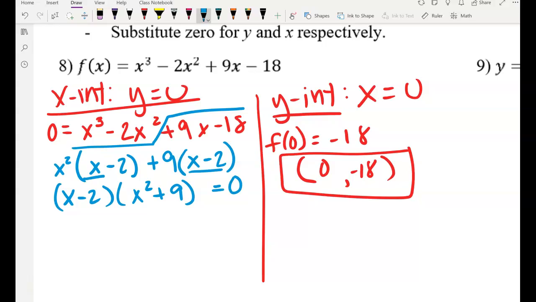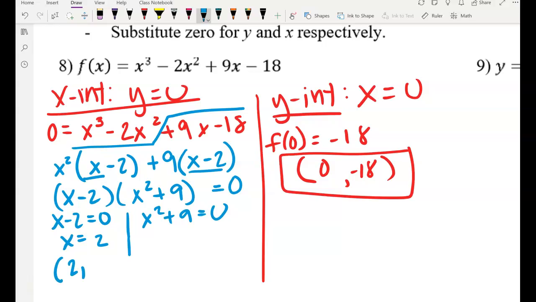Take each factor and we set them equal to 0. This one, this one. The first x-intercept is nice and simple. It's straight up at where? Yep. So write it as an ordered pair. 2, 0.